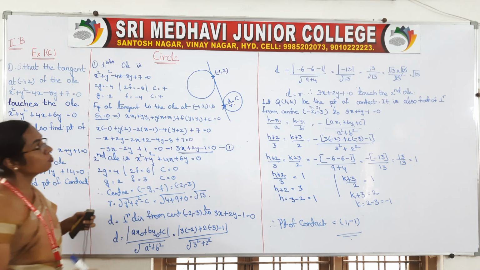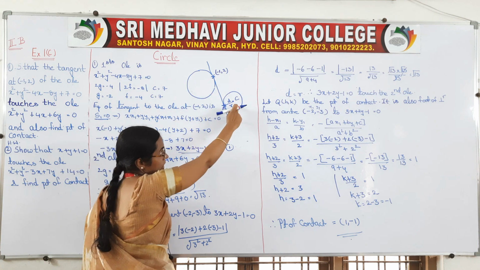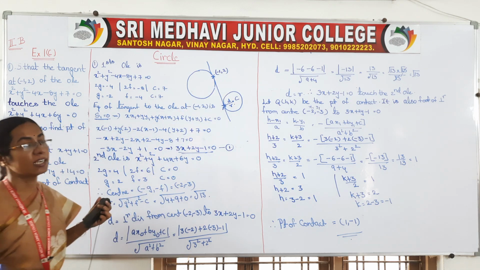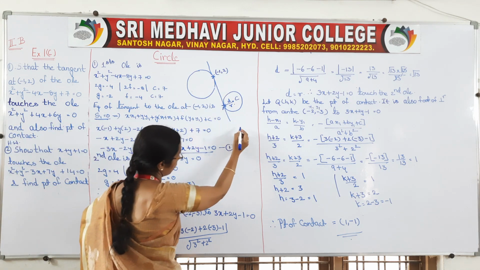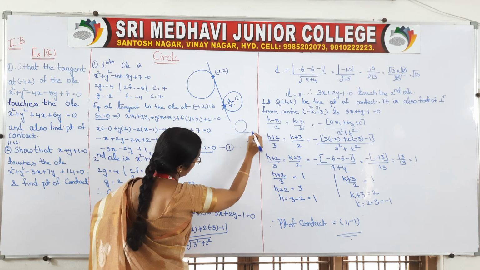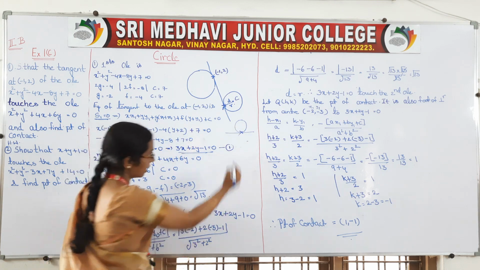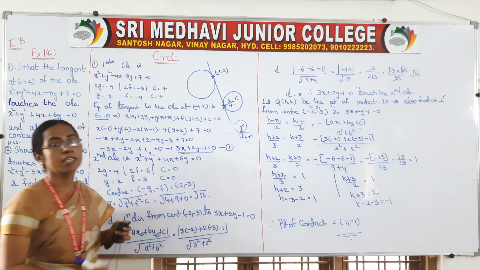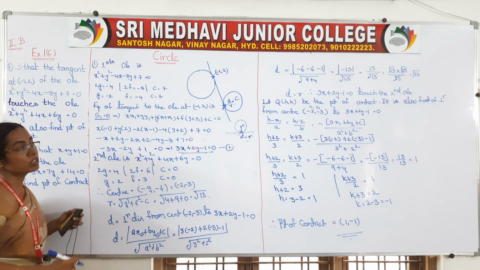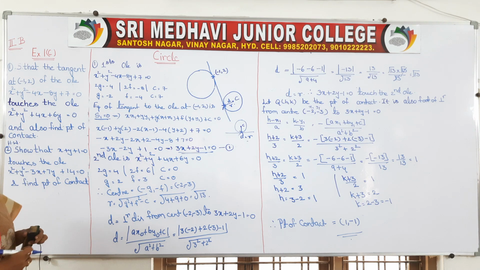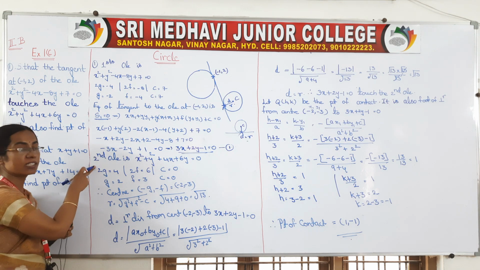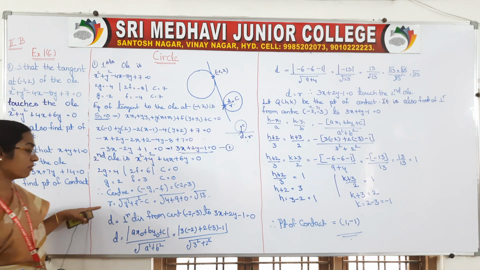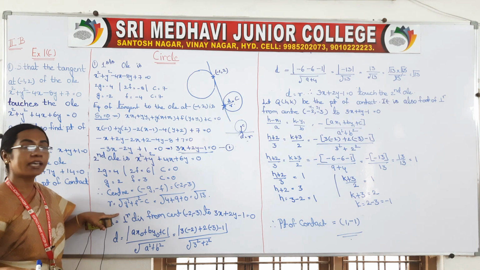Okay, so next we have to prove that the tangent of the first circle touches the second circle. The condition is always, if a circle wants to touch a line, D is equal to R. It must be D is equal to R. So try to get your R and D for the second circle. I have taken the second circle, compared, and we got g, f, c. Once we got g, f, c, we can easily find the center and radius.